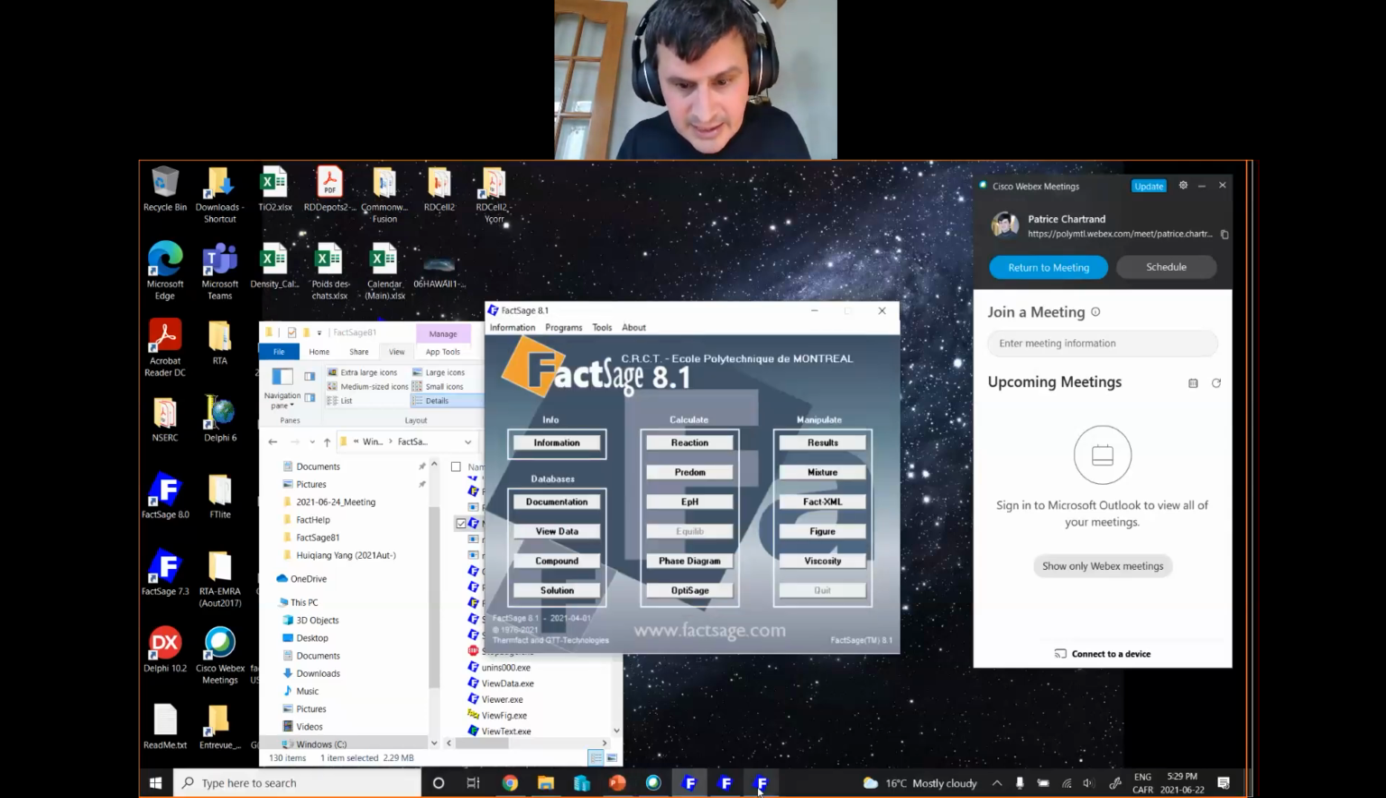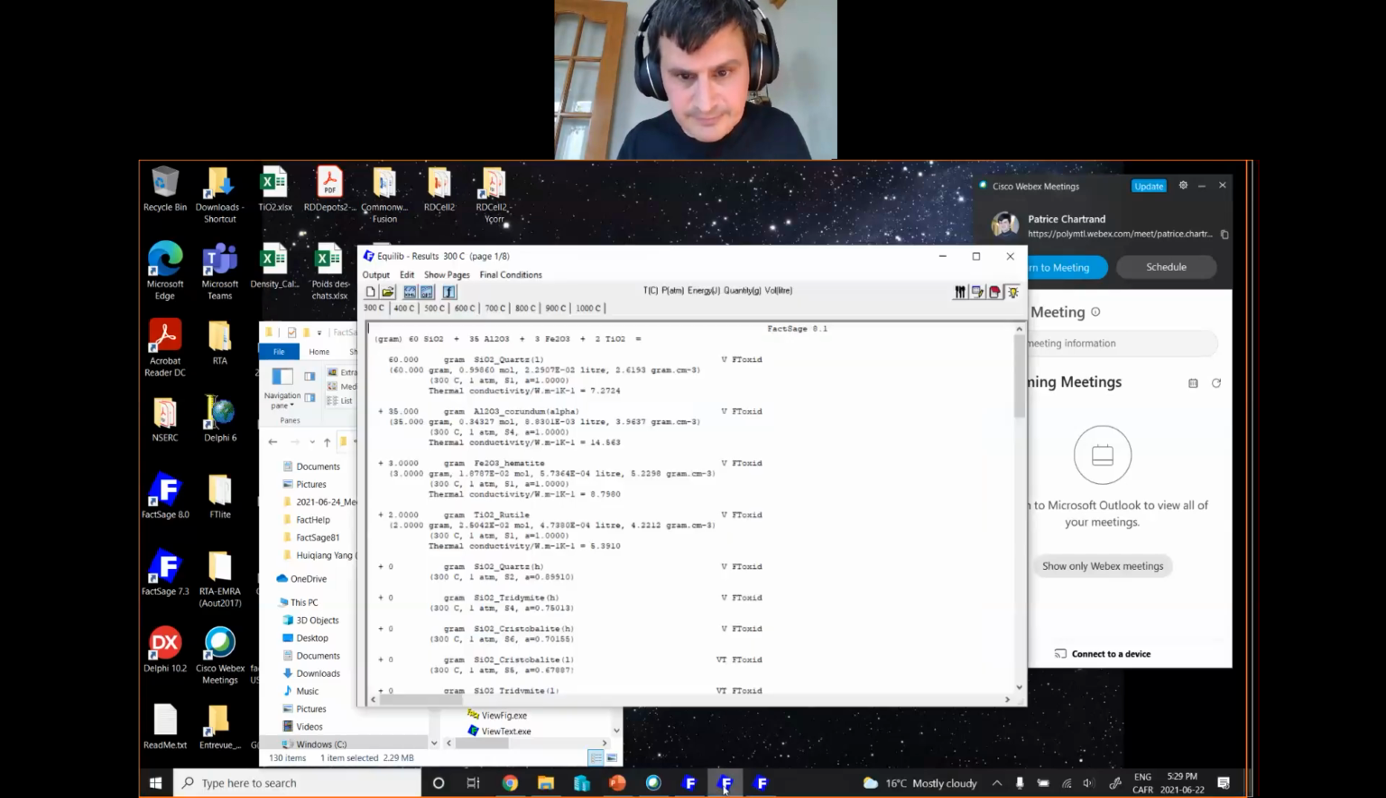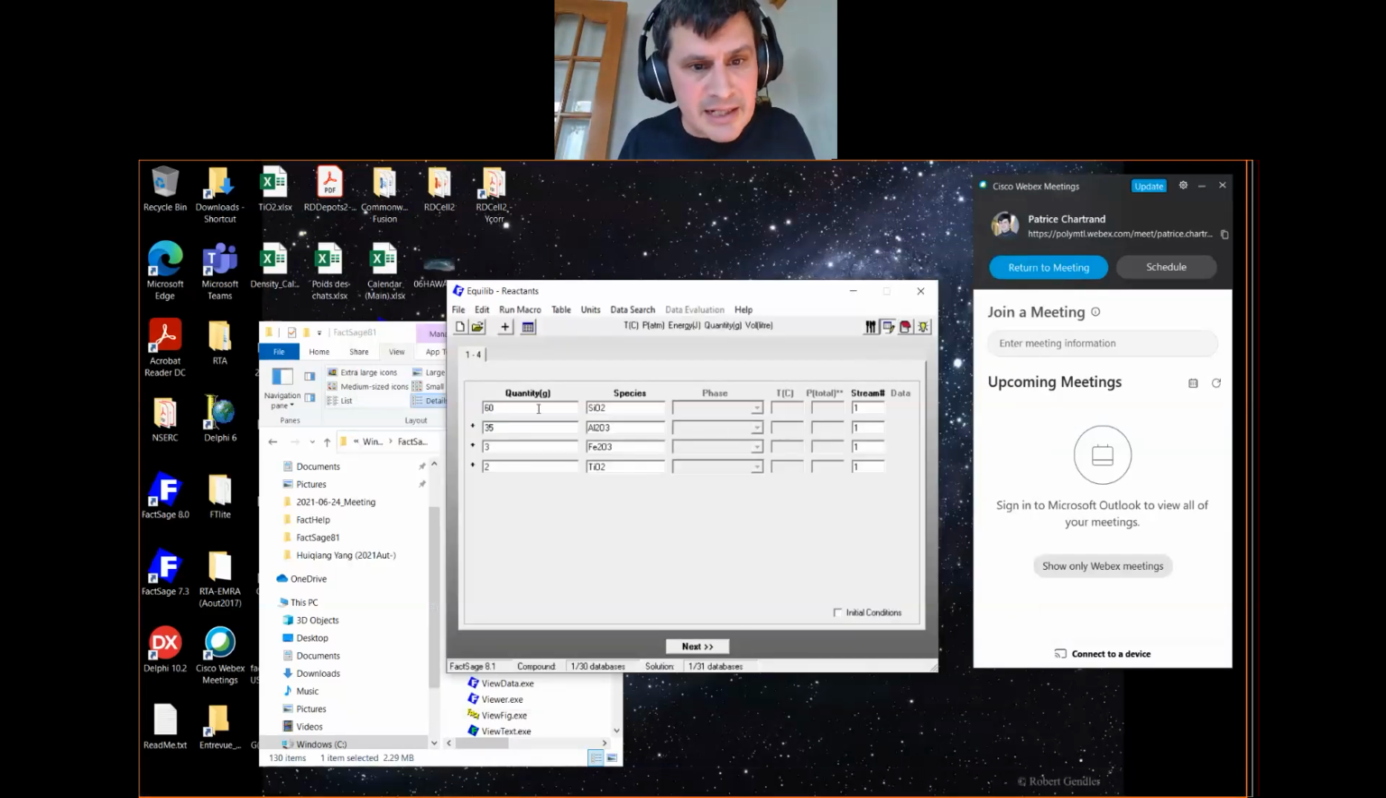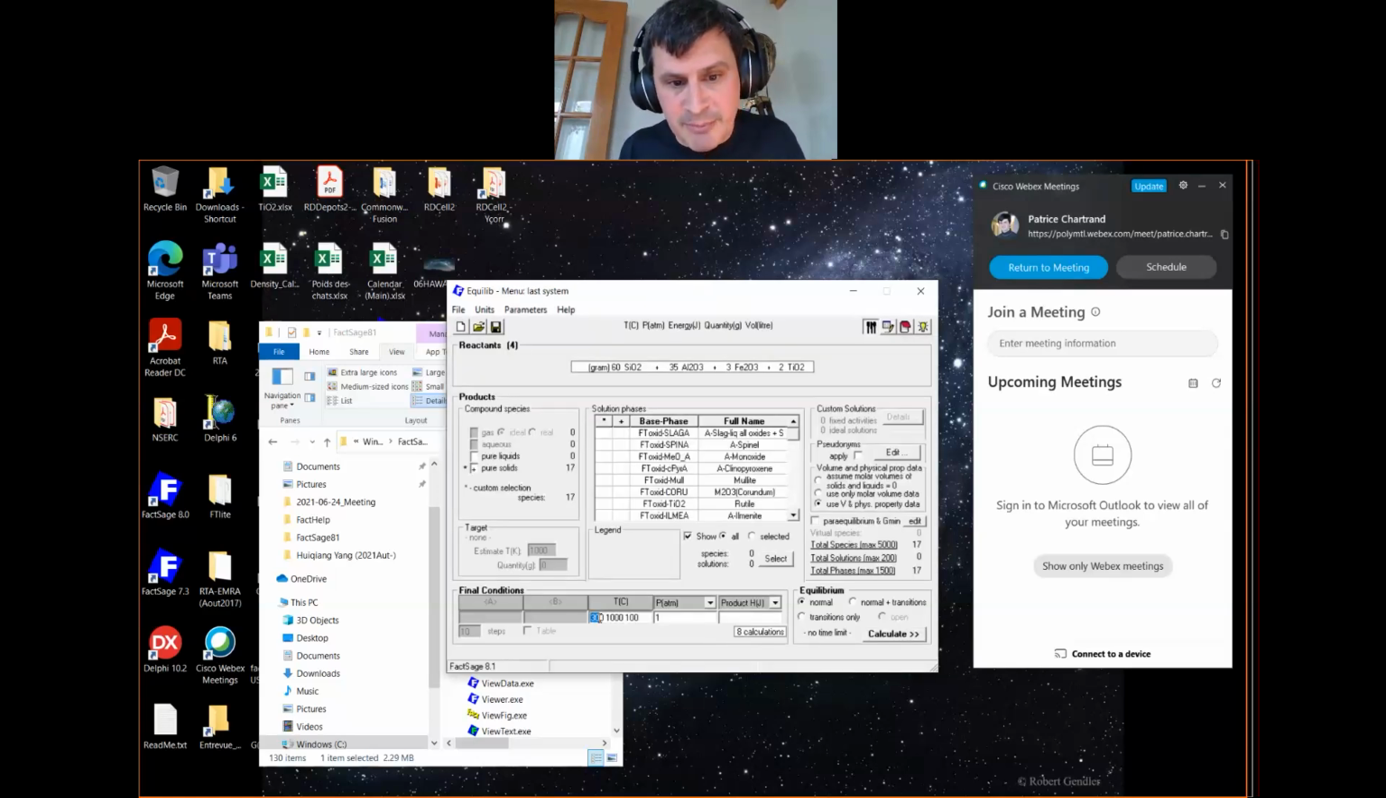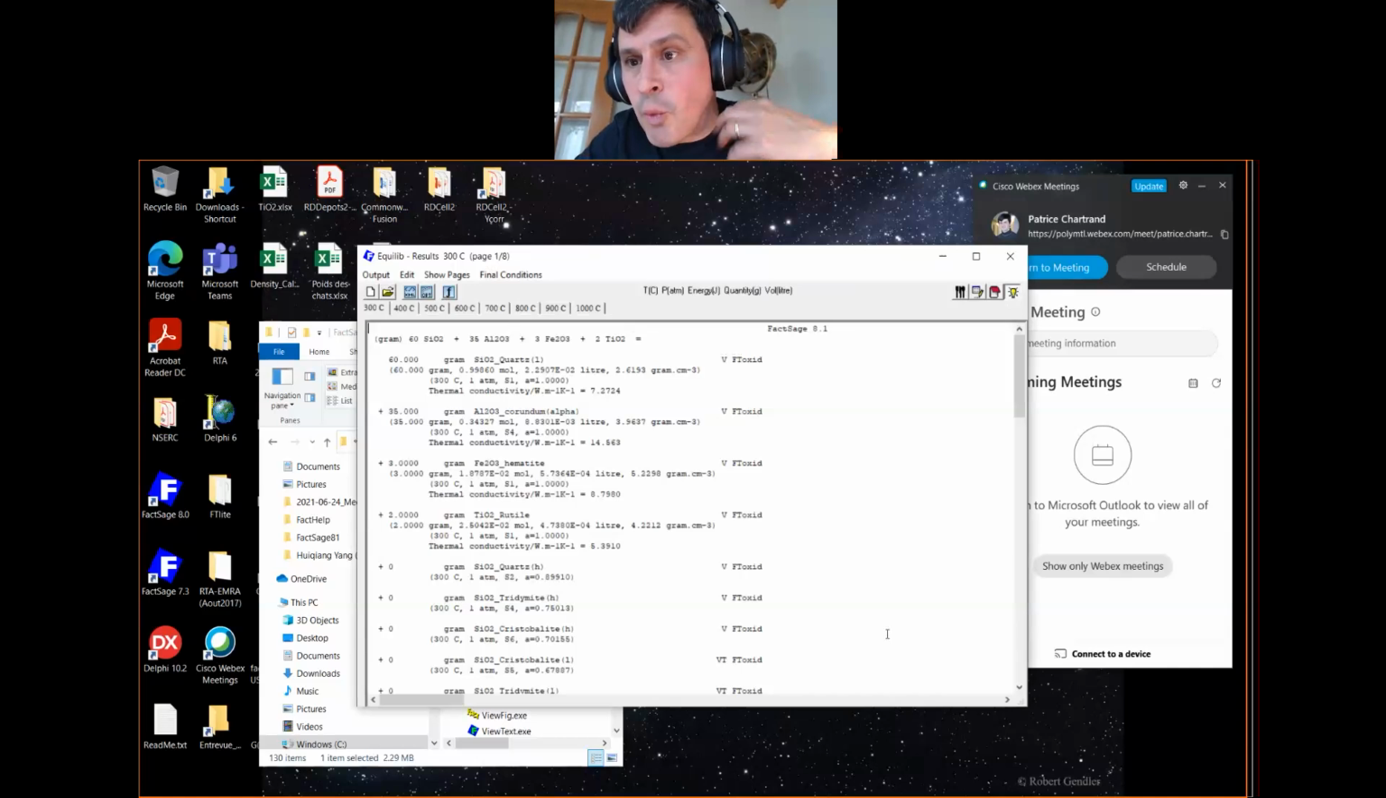Now you can go in the equilib module, and in the equilib module, you enter the different amounts of the refractory constituents. We will fix the temperature between 300 and 1000 degrees Celsius, in steps of 100. I'm selecting all the pure compounds of these four compounds, and I make sure I click on Use Volume and Physical Property Data. Now I can make the calculation for the working layer of refractory.